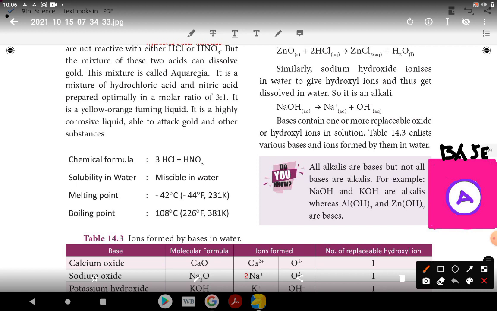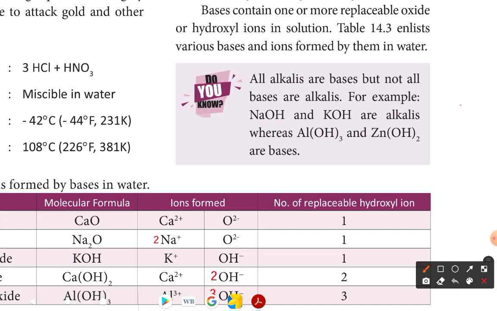பாருங்க, அந்த பிங்க் கலர் போர்ஷனில் இருக்கிறதெல்லாம் பேசஸ். உள்ளே இருக்கிறதும் பேஸ் தான். ஆனால் எல்லா ஆல்கலியும் பேஸ். ஆனால் எல்லா பேஸும் ஆல்கலி கிடையாது. Okay, do you understand, children? I hope you understood this. Let's go on.